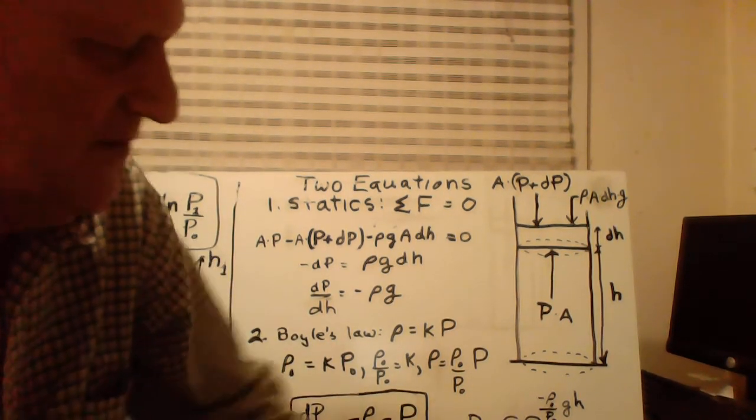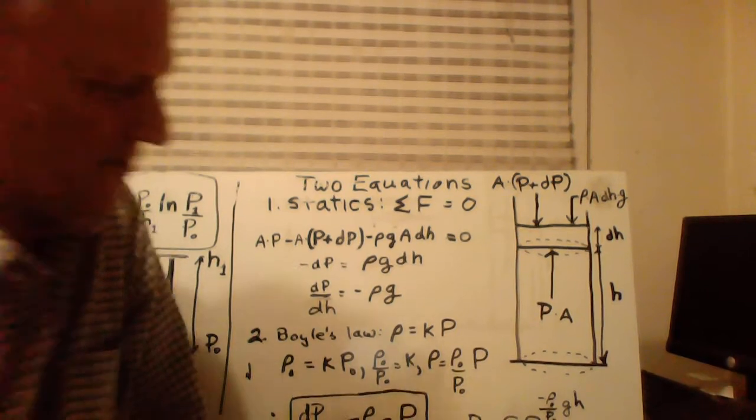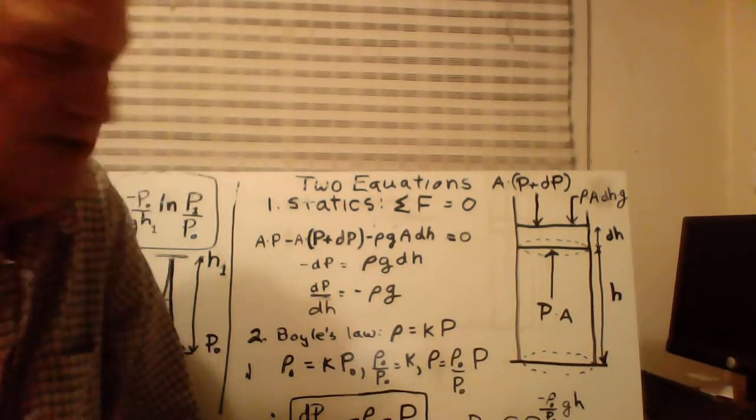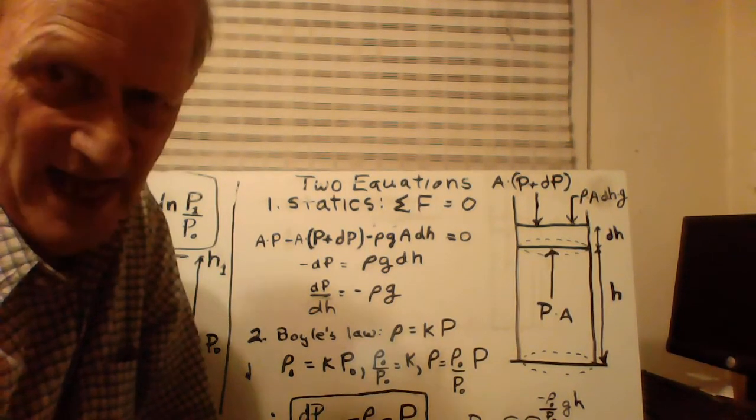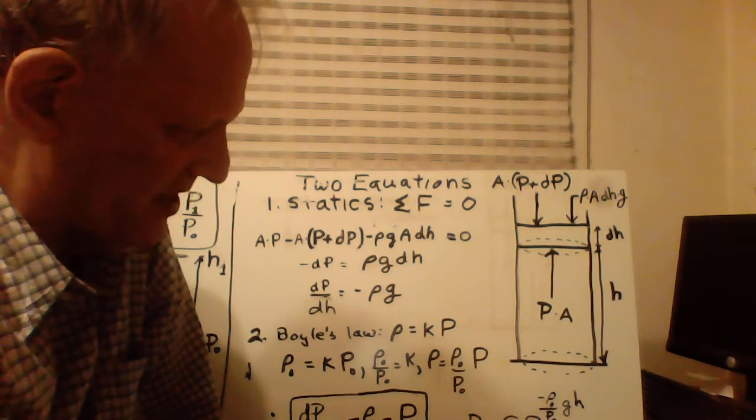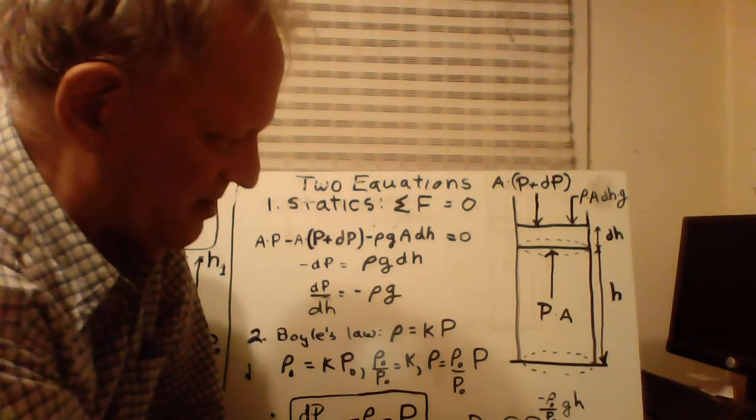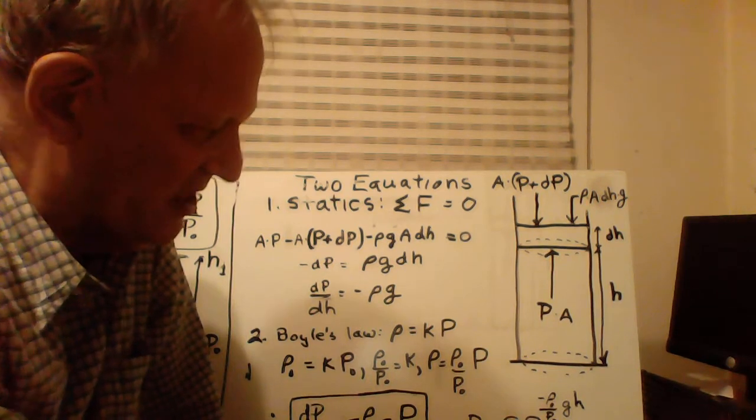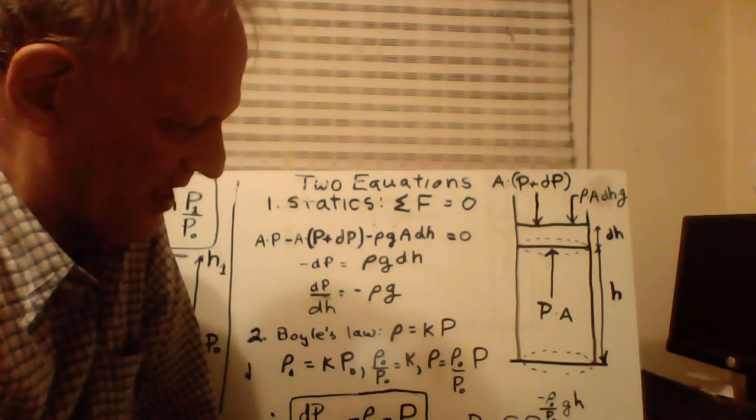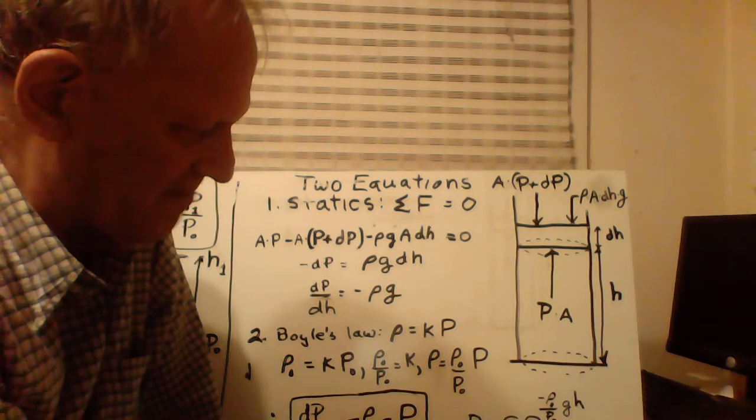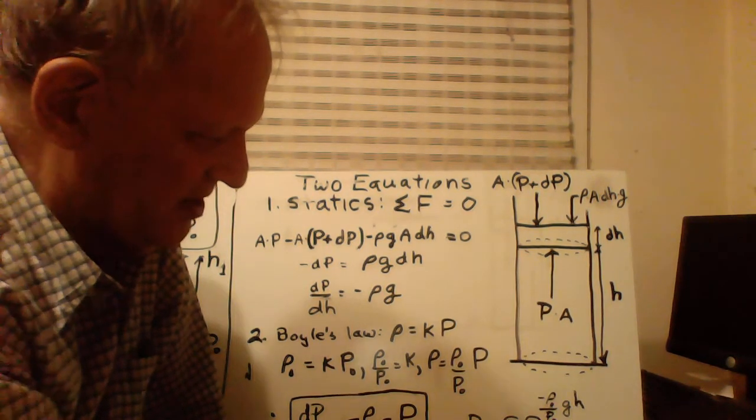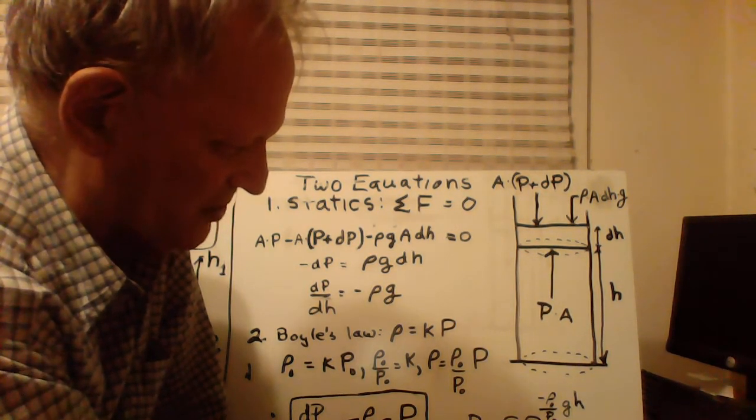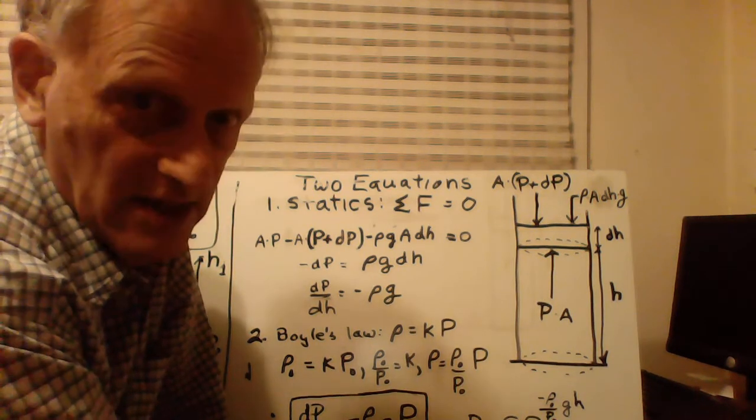If we want to solve this equation for density, which is what we finally want to get, we divide both sides by P sub 0 and take the log of both sides. We end up getting the log of P over P sub 0 equal to minus rho sub 0 over P sub 0 G H.